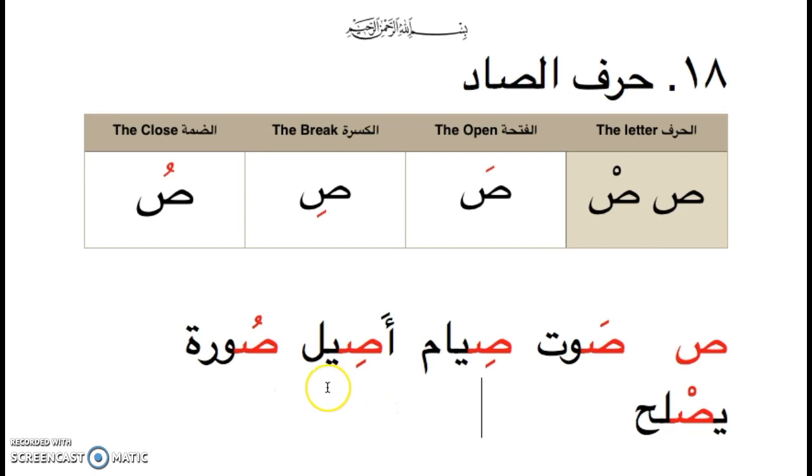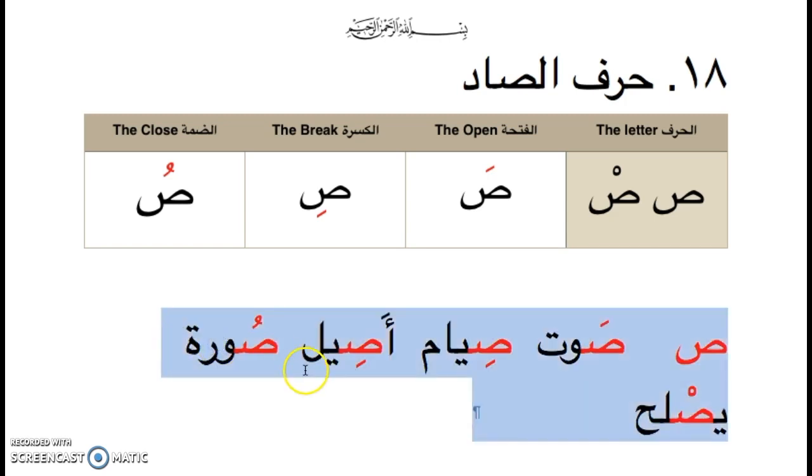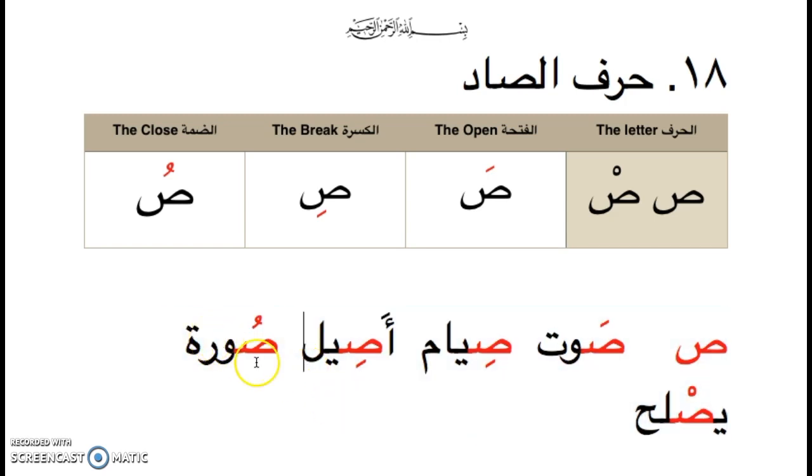Asil. Asil is original. It could also mean normal, noble. Anyhow, surah. Surah is image. And you say surati, like my image. Even picture, like we use it for picture, but it's the same thing. Like you say, oh, the image, and you mean the picture, right? It's the same. Surah, image.